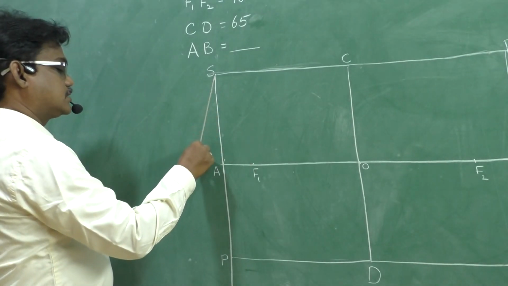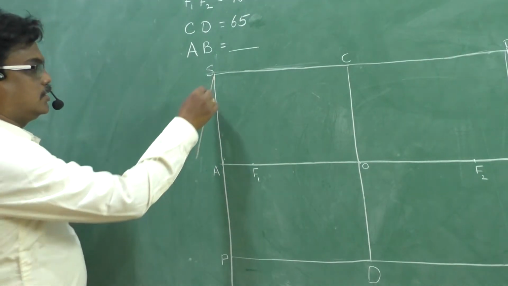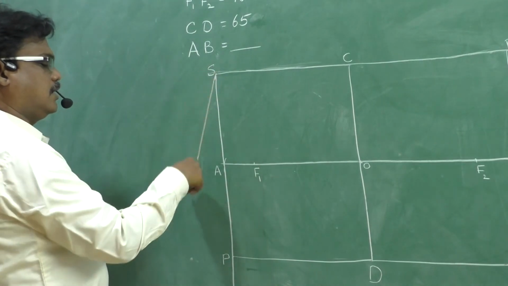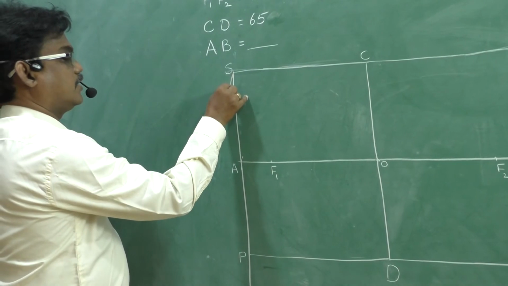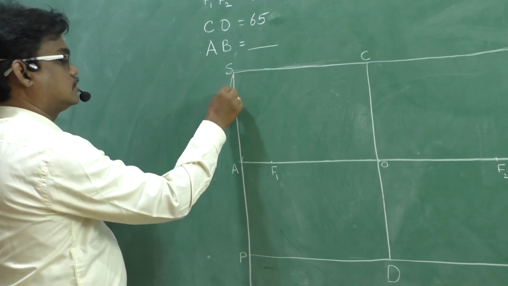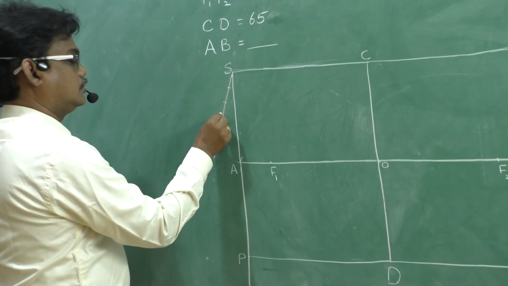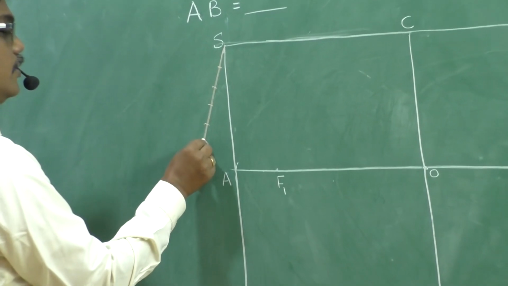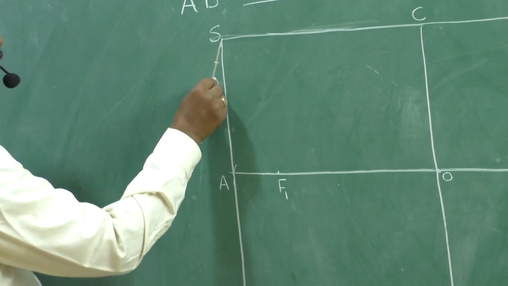Divide this AS line into 5 equal divisions. Now see, this is an inclined line at any angle for any length you can draw. After that, consider 5 equal divisions on this: 1, 2, 3, 4, 5.